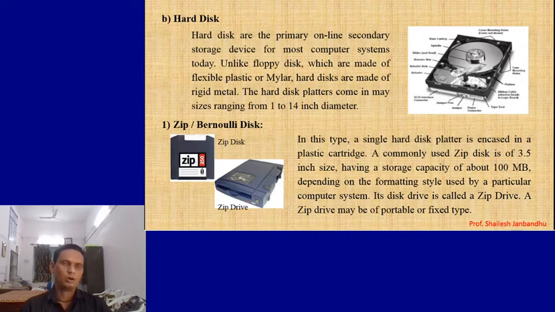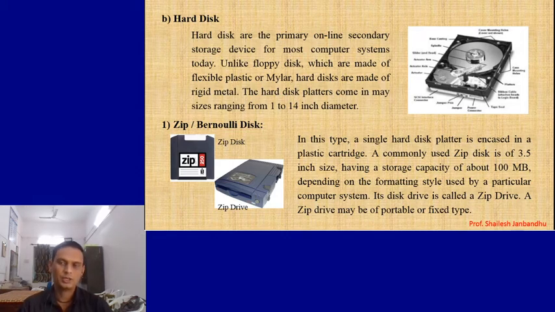All the data or operating system can be stored on the hard disk permanently. The read and write heads can be used to read the data from the disk. Here the disk can be written and read from. The type of hard disk, number one, is zip disk. In this type, a single hard disk platter is encased in a plastic cartridge, just like we see in the image.